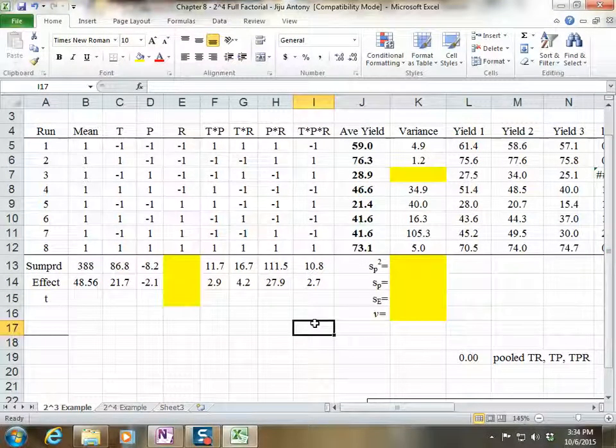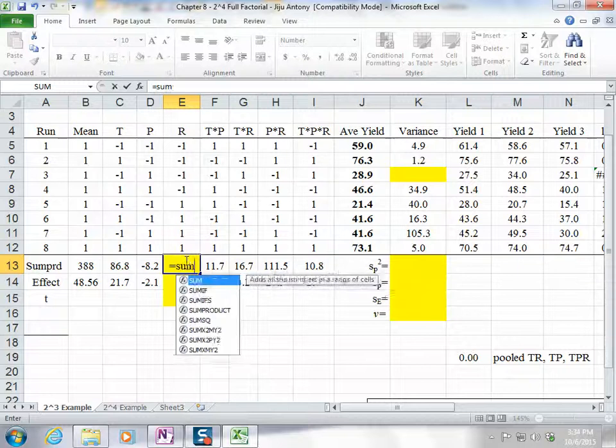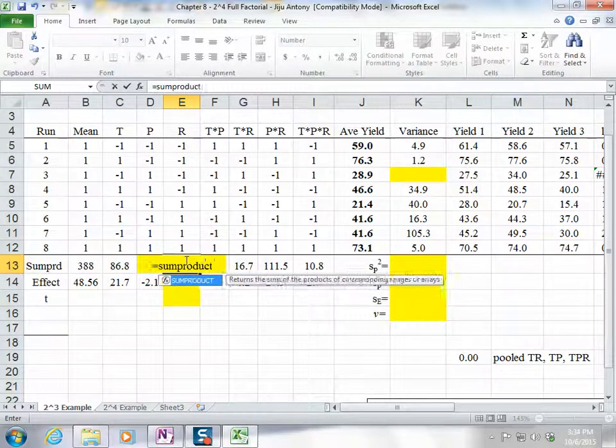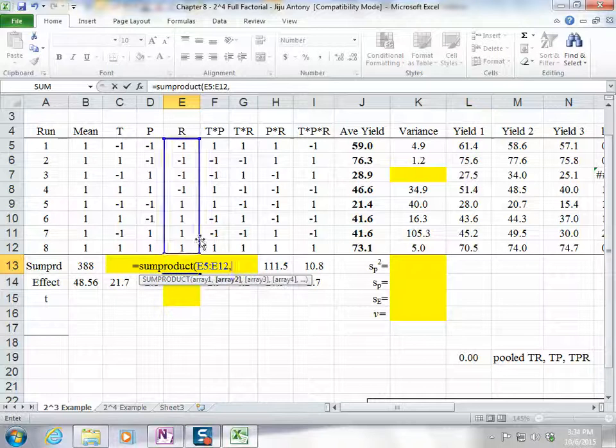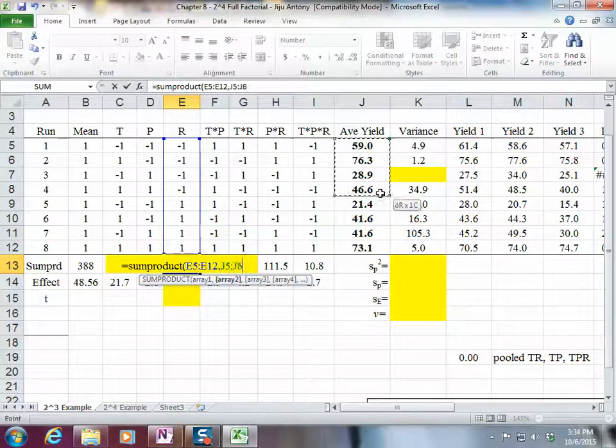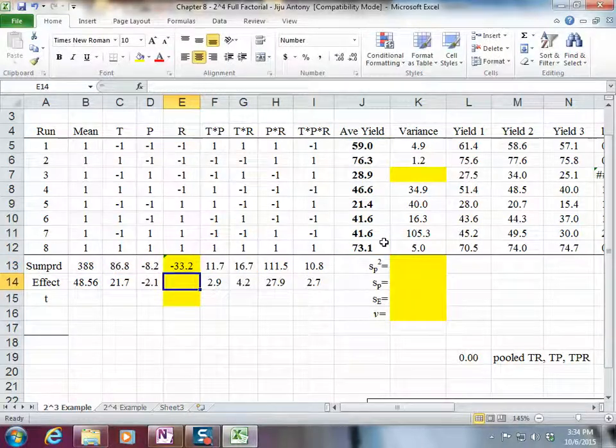Does anyone not have the effect calculated? The number for the effect? I'll type it out instead of copying it over. Negative 33.2.